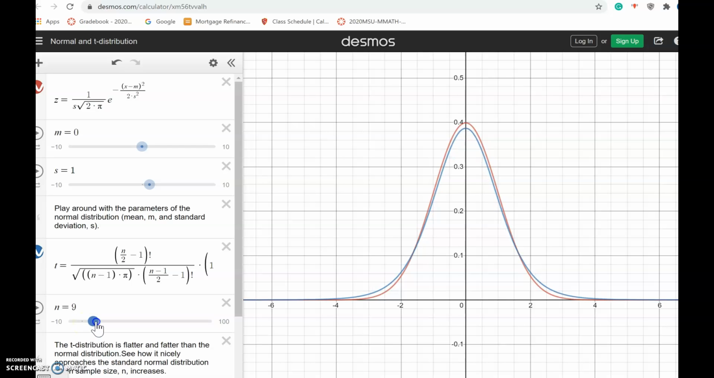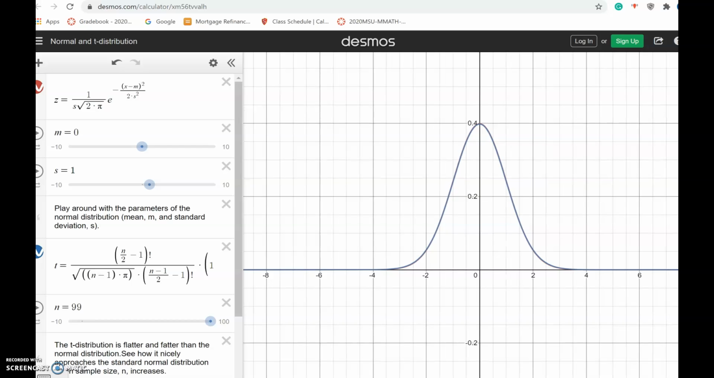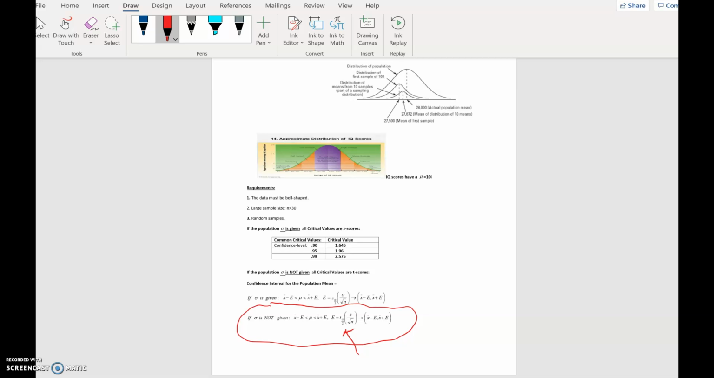So as you increase the value of n, what you're going to see is that your t-distribution, in fact, becomes your normal distribution. So the idea here is that as you get more and more samples, your t-values are approximating the z-scores from the standard normal distribution, since the basic idea is that you're estimating some sort of a bell-shaped curve using samples.